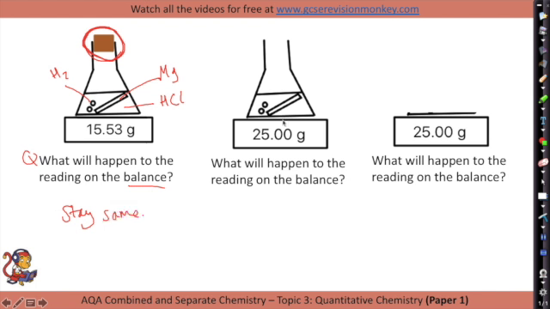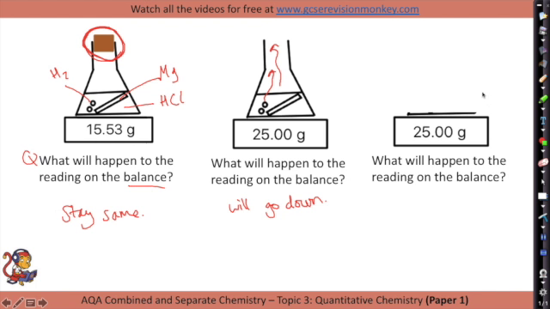However, in this case, they might ask you to explain what will happen to the reading on the balance here. The reading on the balance starts off at 25 grams, but you can see this time there is no lid on the conical flask. So the gas will be able to escape. Mass is escaping, therefore the reading will go down or will decrease. And you would need to explain the reason why, and the fact that the gas is escaping and therefore mass is able to leave the conical flask. In this example, what will happen to the reading on the balance?